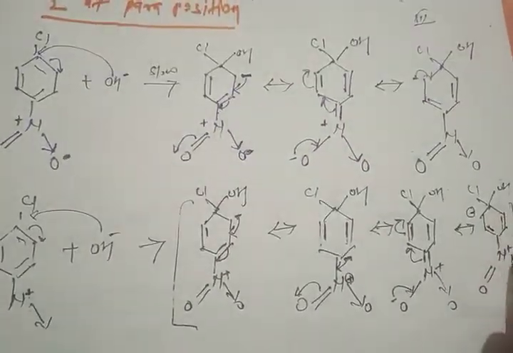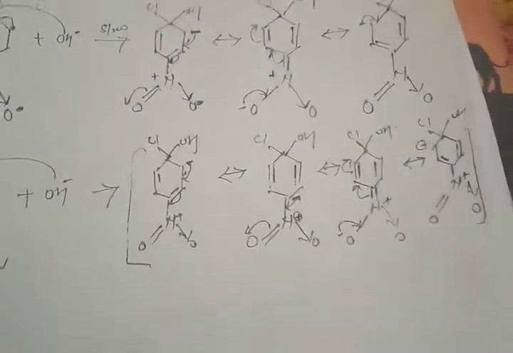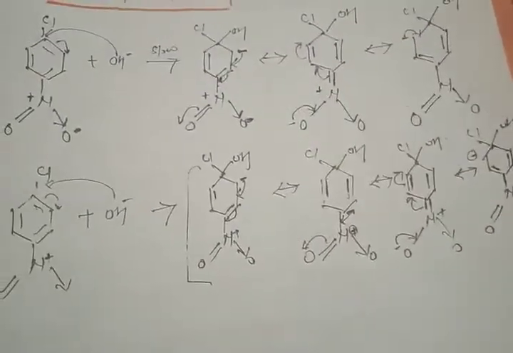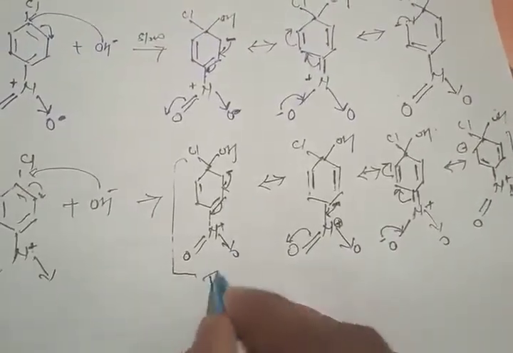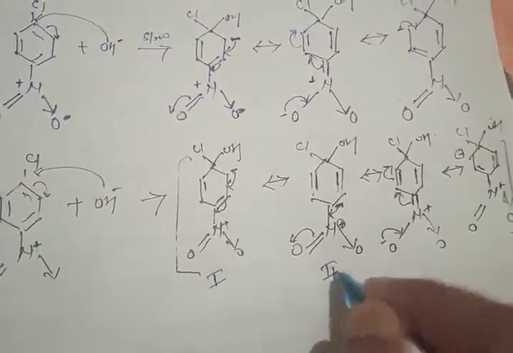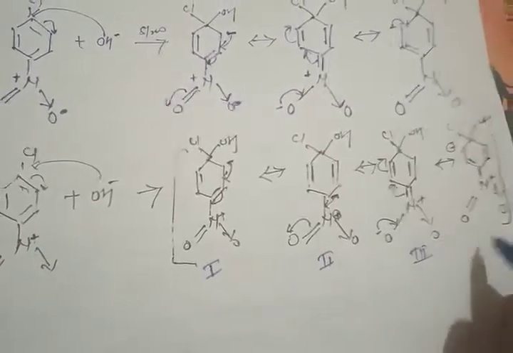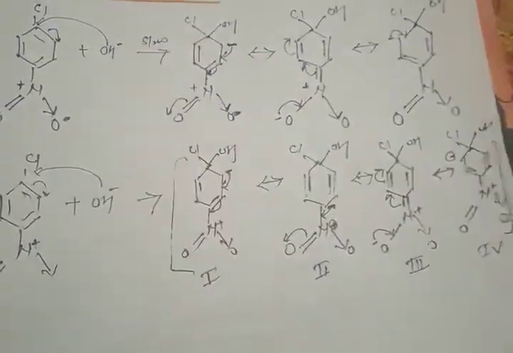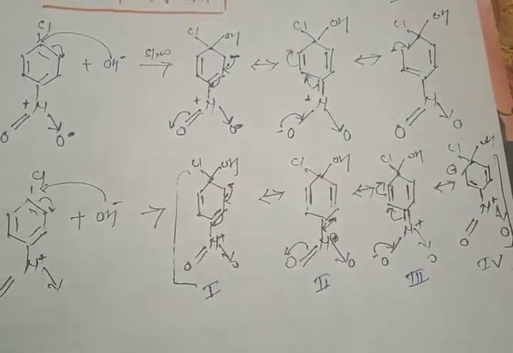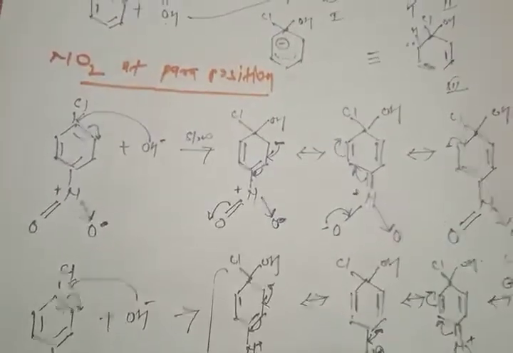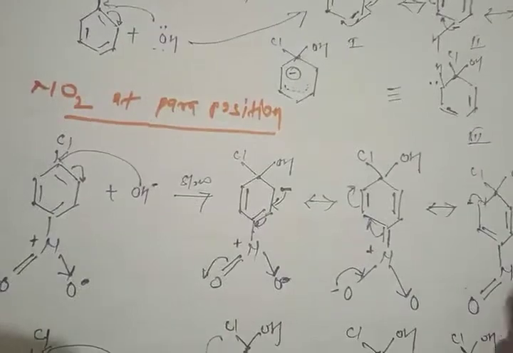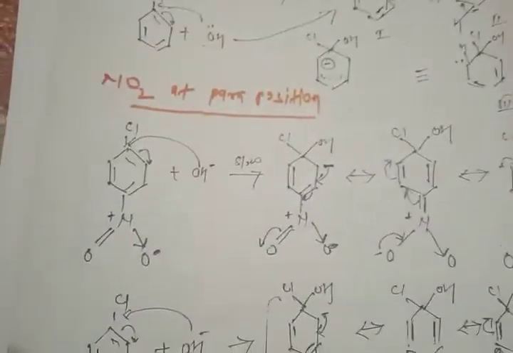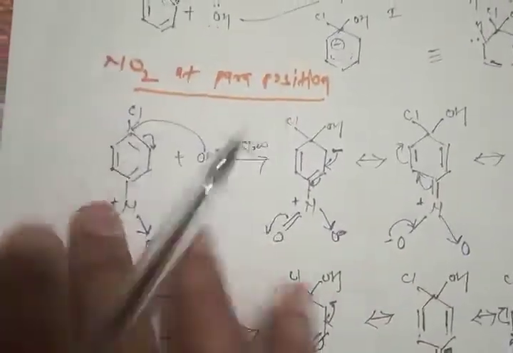So as you can see, the presence of an NO2 group at para position will certainly give you four structures: first, second, third, and fourth structure. Okay, what does it mean? It means that this is wrong, structure one. Okay, so this, just leave it.